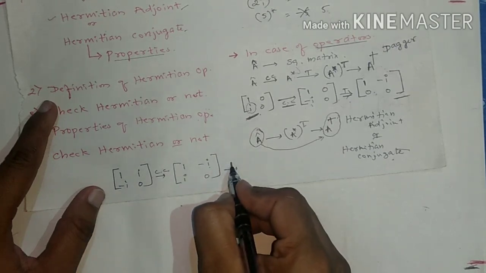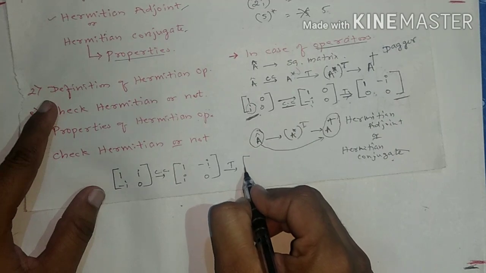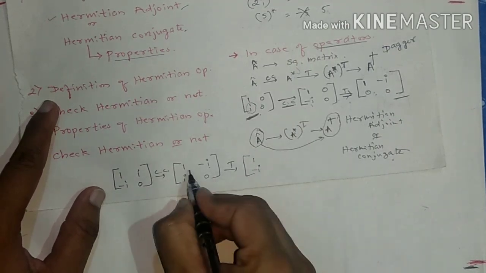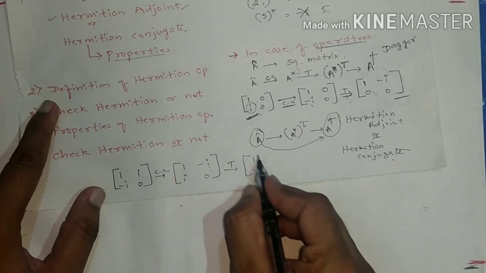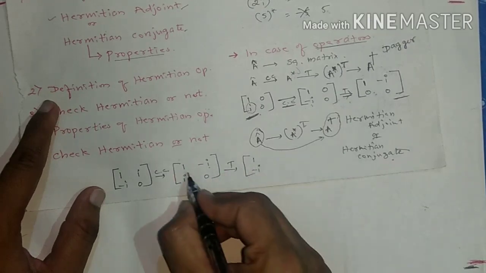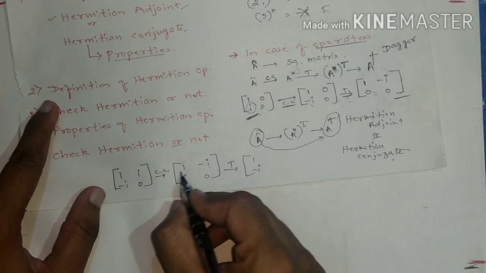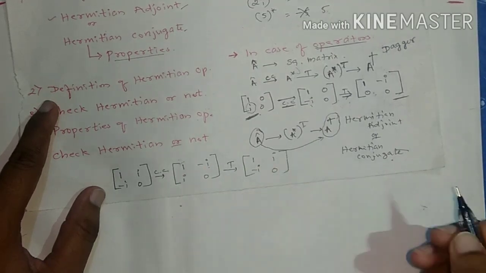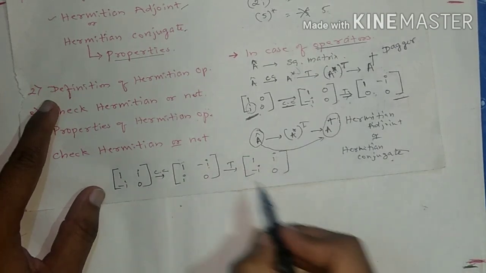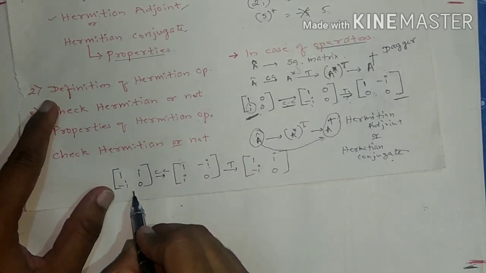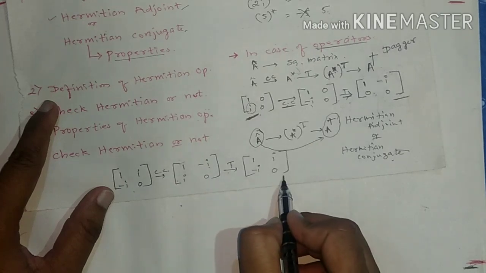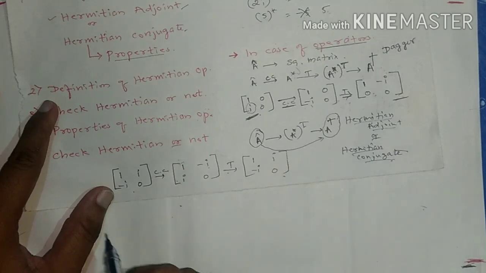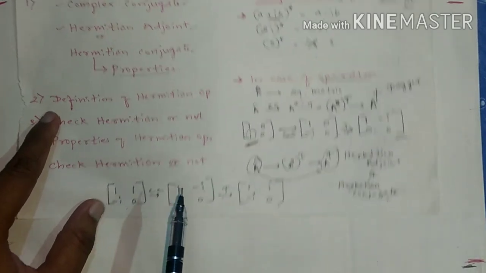Now one more operation, that is the transpose. When I do the transpose, I get 1, minus i. The first row is converted to the first column, and here the first column is converted to the first row. So i, 0. This is an operator, and after doing two operations, whatever we get is called the Hermitian adjoint or Hermitian conjugate.